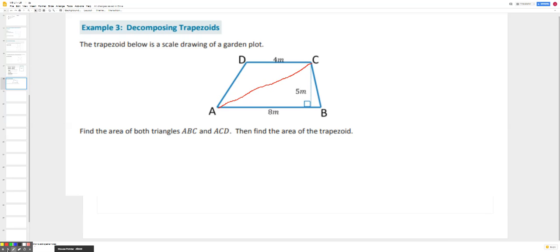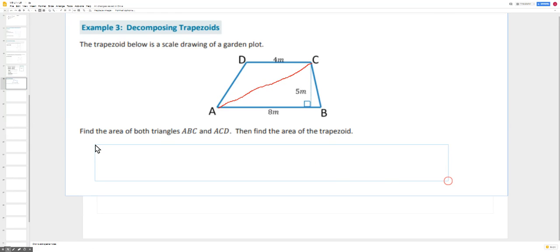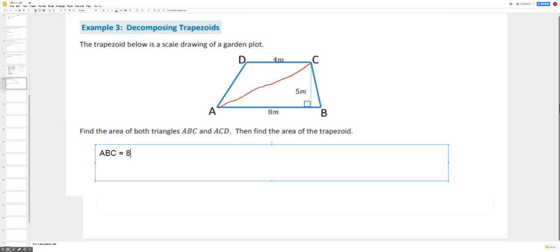So let's go through our steps. Let's start with triangle ABC. Triangle ABC has a base of 8 and a height of 5, and of course we're going to multiply 8 meters times 5 meters times 1/2. If we do that, that gives us an area of 20 meters squared.